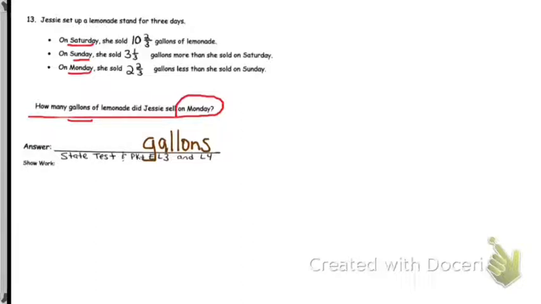On Monday, she sold 2 gallons less than she sold on Sunday. So in order to figure out how much she sold on Monday, I have to make it 2 gallons less than what she sold on Sunday. Well, if I want to do something less than, I know that's going to be a subtraction problem. So I have to subtract this 2 from whatever she sold on Sunday. So I need to look up and see what she did on Sunday. It says on Sunday she sold 3 gallons more than she sold on Saturday. I'm comparing Sundays to Saturdays, and on Sunday she sold 3 gallons more. So I need to add 3 to whatever she did on Saturday.